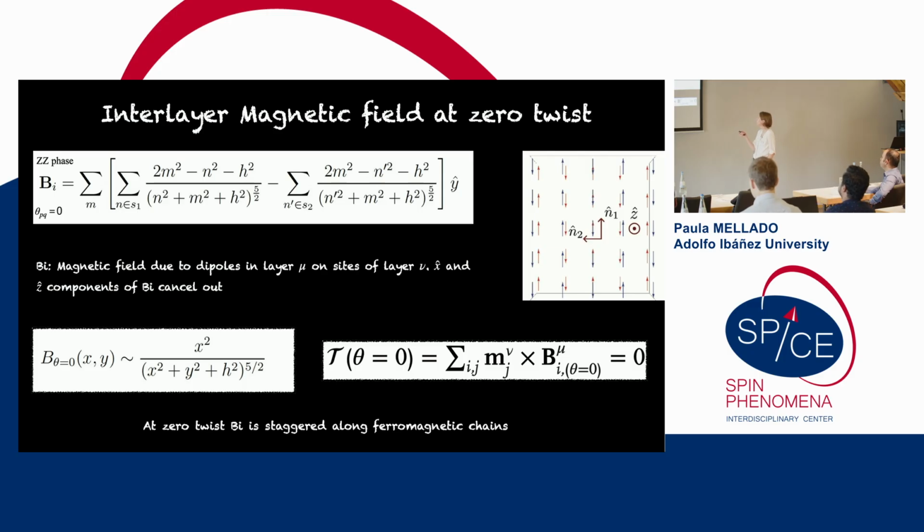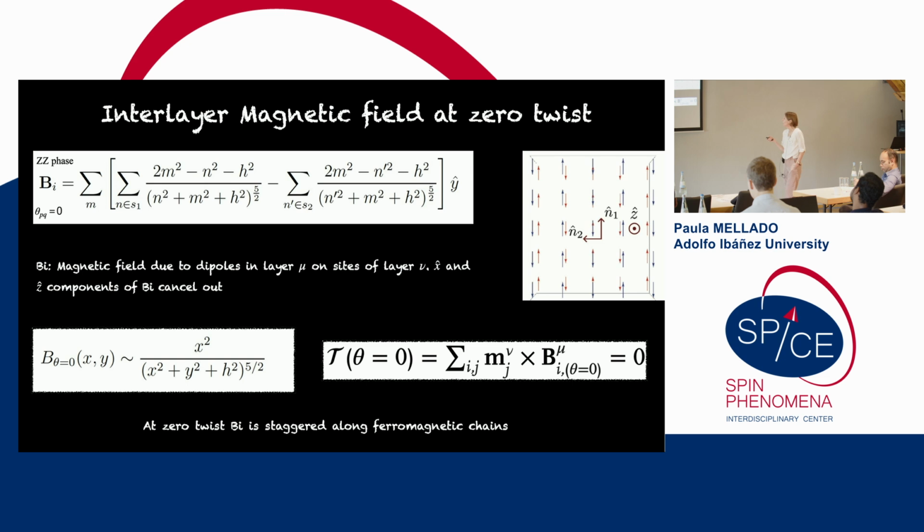We can separate two sublattices, okay? At zero twist, this is essentially what the magnetic field will be. We can approximate to the continuum, and we get that the x and the z components of the magnetic field at zero twist cancel out. When one computes this magnetic field, we end up with a staggered magnetic field along the y direction. So the internal field of one layer at the position of the other is just along the y direction, once you sum all the interactions.